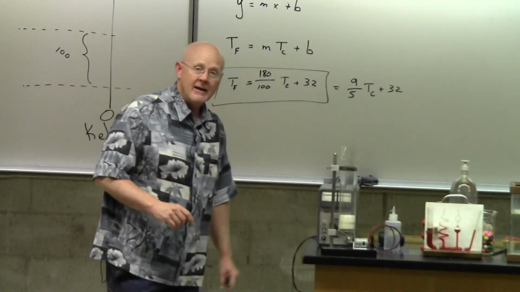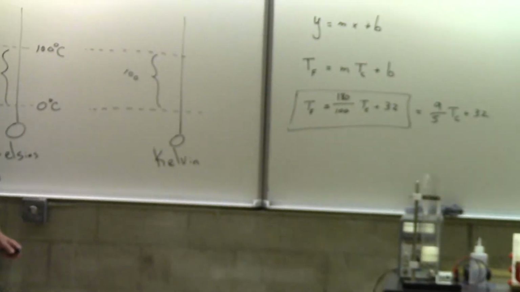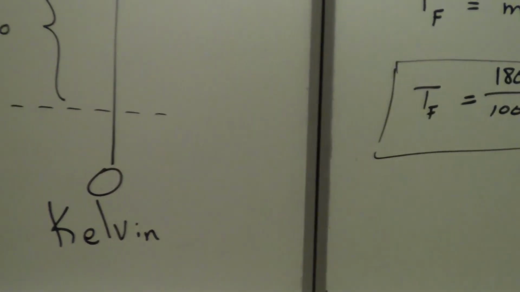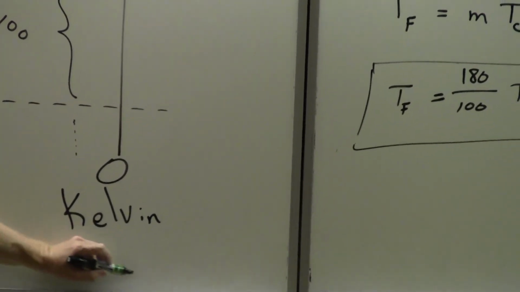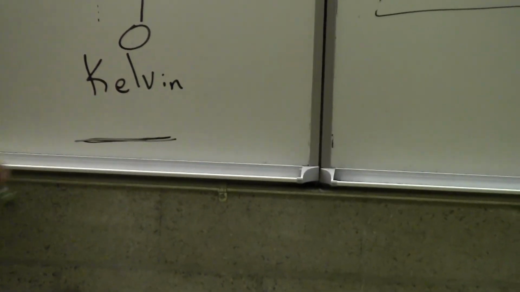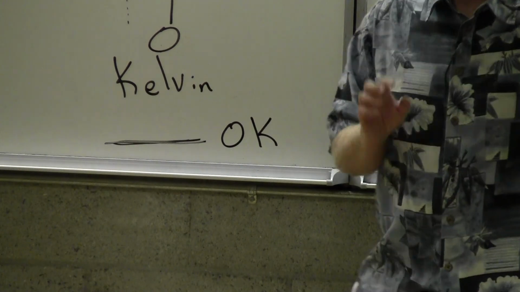And he claims, and I too claim, that a better scale would be a scale where somewhere, way down here, what we're going to call 0 Kelvin would be the point where the molecules come to a stop.